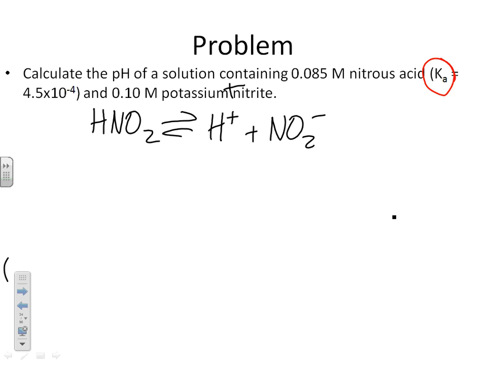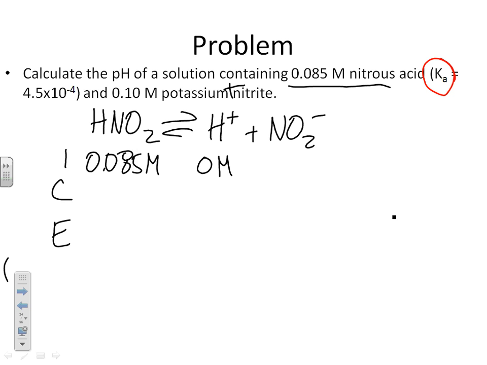So if we go to the ICE chart, this changes how we fill it out a little bit. It says that we've got 0.085 molar nitrous acid. We know that that's the initial concentration of the nitrous acid, because whenever it's given to you for a weak acid, it's always going to be the initial concentration. Then, there's absolutely nothing in the problem that says we're starting with a certain amount of hydrogen ion. There is no mention of the hydrogen ion, so that means that we're starting at 0.